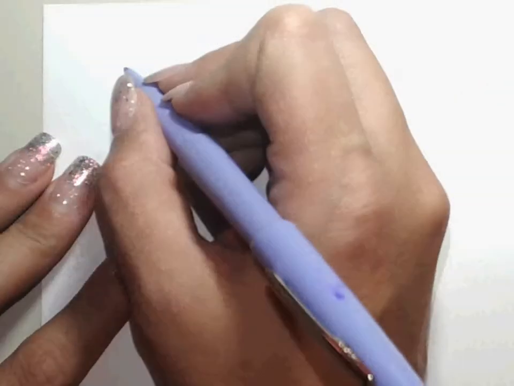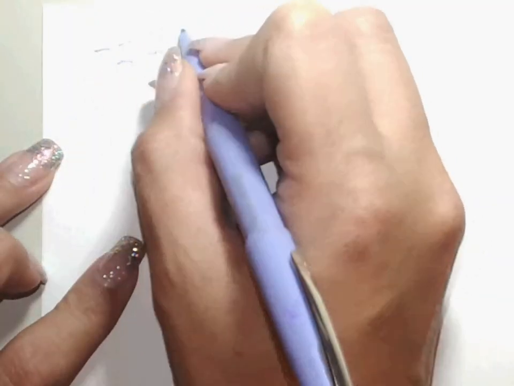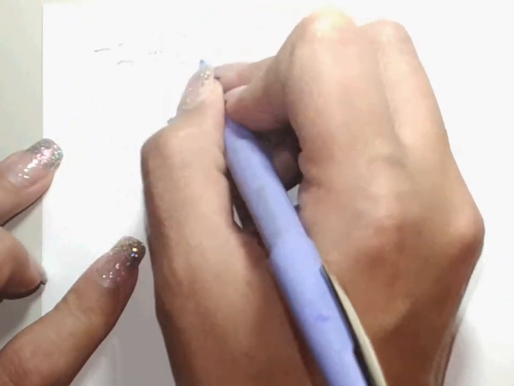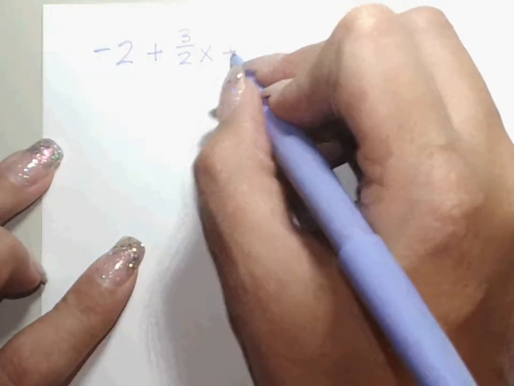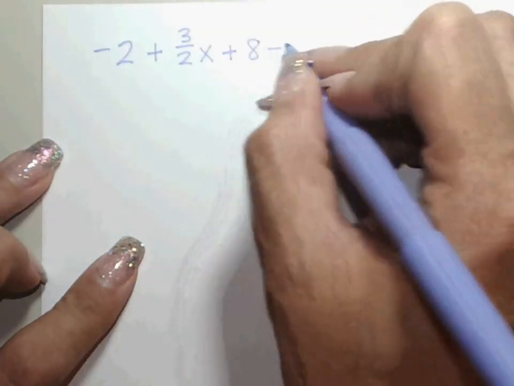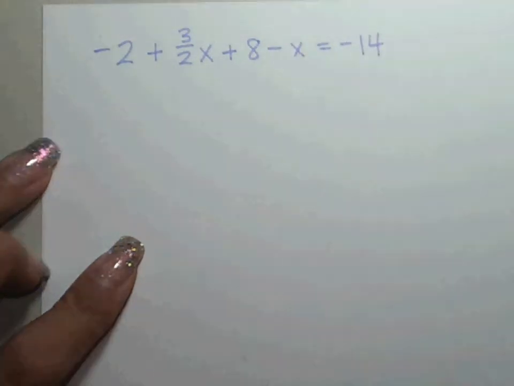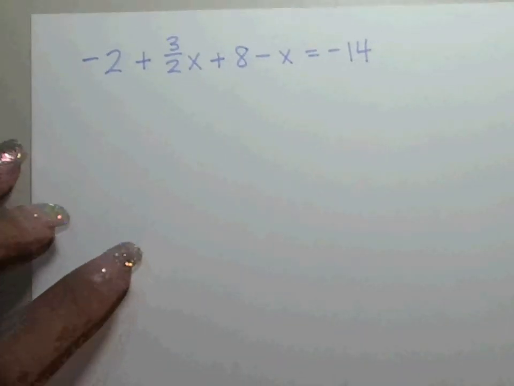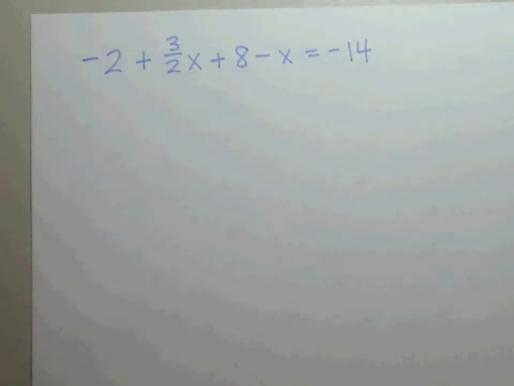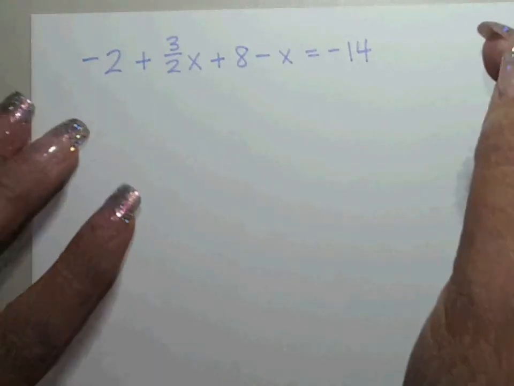Okay, we are solving multi-step equations. The first one that we're going to look at is negative 2 plus 3 halves x plus 8 minus x equals negative 14. We have a lot going on in this problem, but the first thing I recommend is that you start circling things that can be combined. We call them like terms.